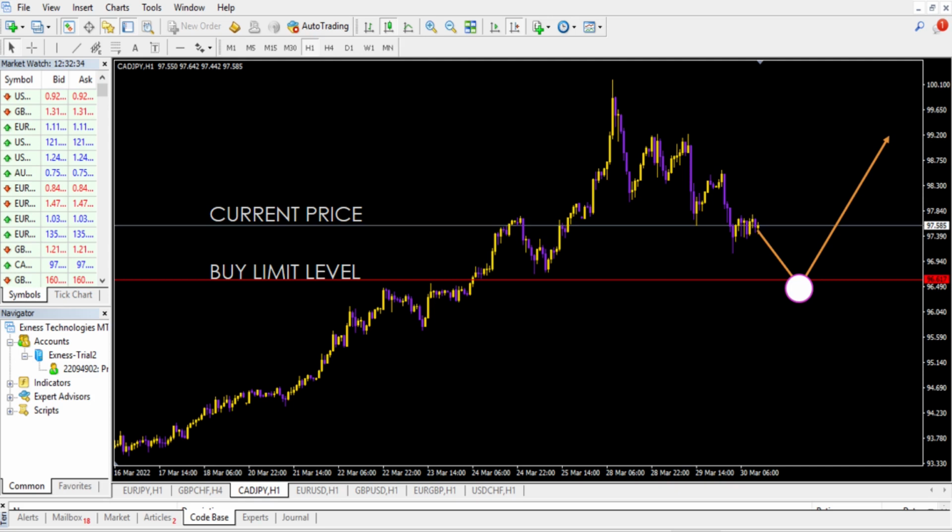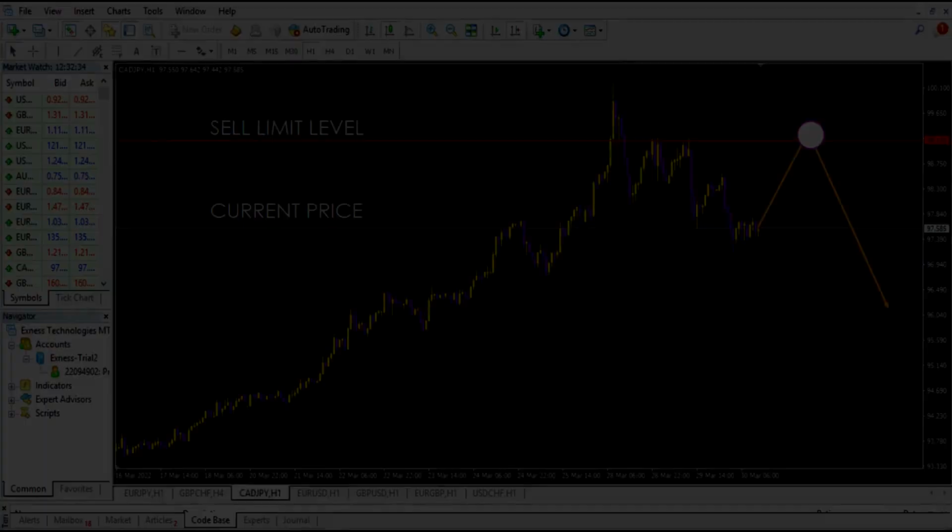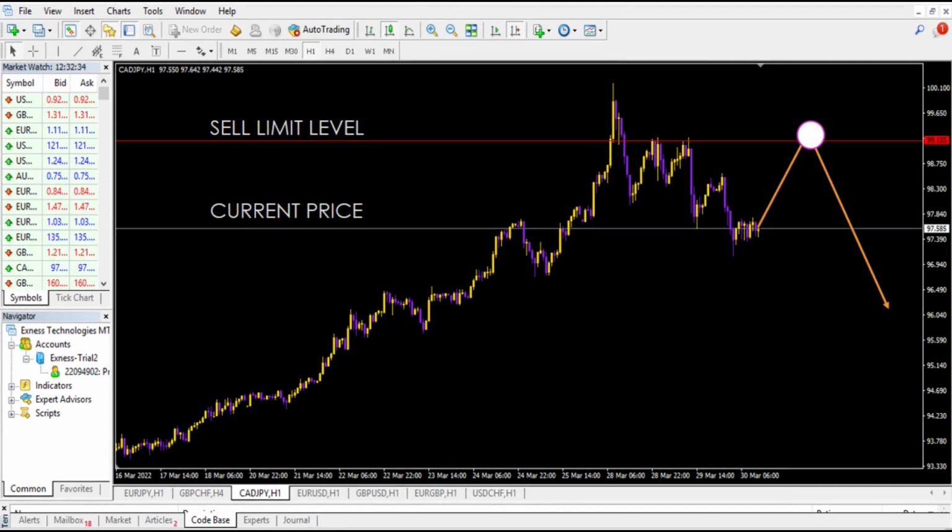So this trade will not be triggered until the price moves to hit your entry level that you have set. After your buy limit order is triggered, you'll be making profit as the price goes up above your entry price, and similar goes for the sell limit order. We already know that we make profit on a sell limit order when the price falls below our entry level.